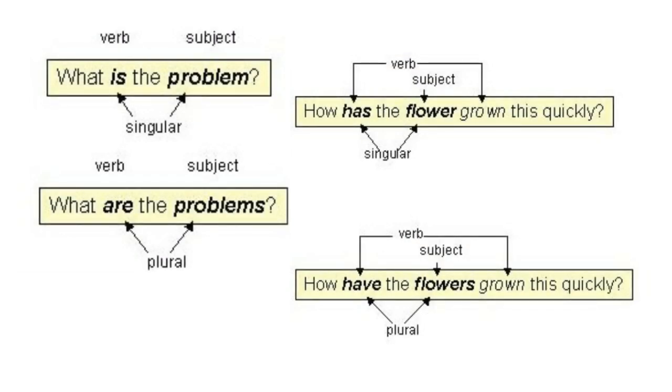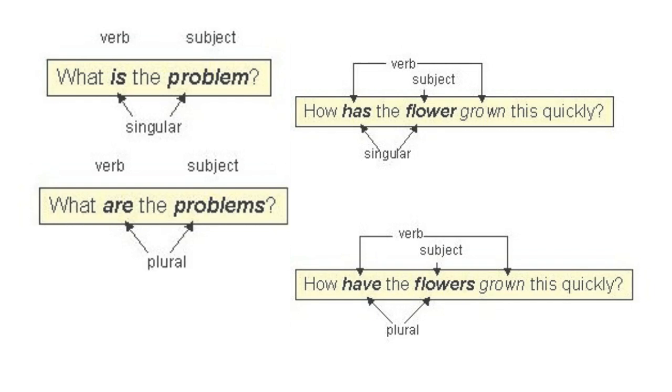What is the problem? Problem is the subject. It's in a singular form. So we used the verb is. What are the problems? The word problems is plural. So we used the verb in its plural form, are. How has the flower grown this quickly? What's the subject? Flower. That's why we used the verb has. How have the flowers grown this quickly? What's the subject? Flowers. That's why we used the verb have.